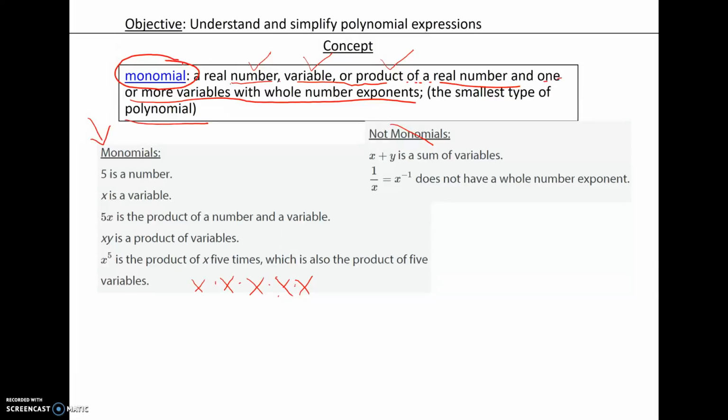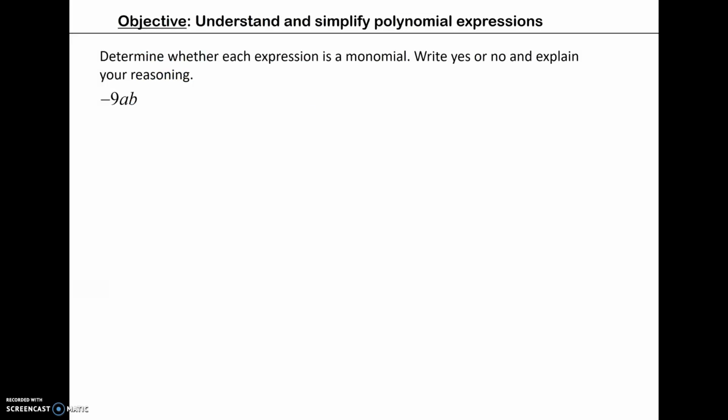So anytime you're looking at a real number, a variable, or a product of two of those things, that's when it's a monomial. Not a monomial would be something other than multiplying. So x plus y, you are not multiplying them. It's not a product. That's why it's not a monomial. Same thing with 1 over x. x is a variable, but you want to make sure that the variables have whole number exponents. Right there, that's key. So -1 is not a whole number. Remember, the whole numbers would be something like 0, 1, 2, 3, and it keeps going.